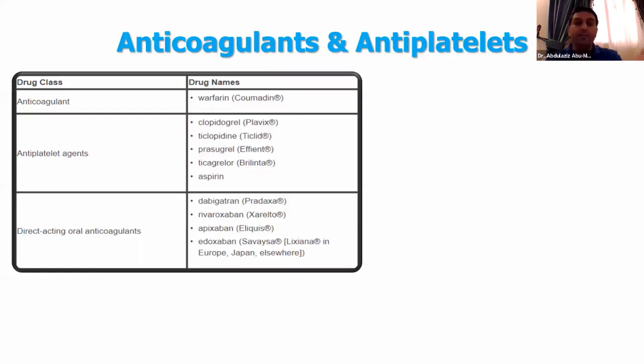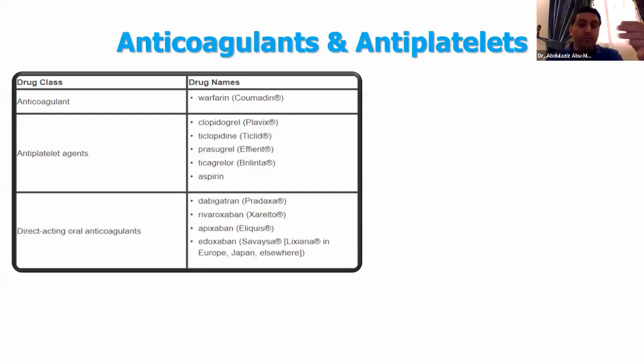The anticoagulants and the antiplatelets. Now we have the drug classes. The antiplatelets, the most commonly known, are Plavix and aspirin. These are the antiplatelets, and they work on platelets. The anticoagulants that we know are warfarin and Coumadin.